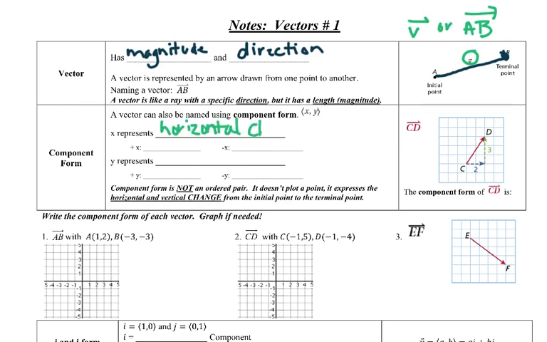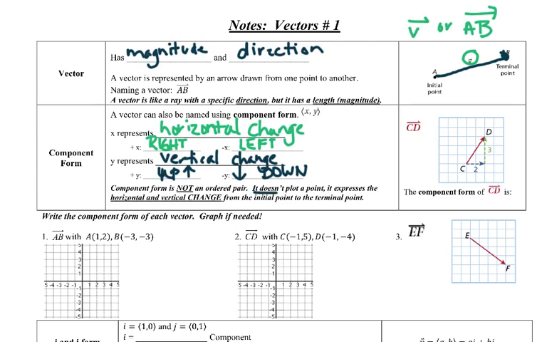It'll probably make sense to you that if the X is positive, that means right, and negative, left. And then the Y represents a vertical change. And it will probably make sense to you that positive is up, and negative is down. It looks like an ordered pair, but it's not an ordered pair. It doesn't plot a point.